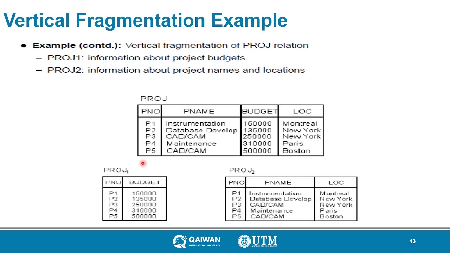Now the vertical fragmentation example. Example: project 1 has information about the project budget, and project 2 has information about the project name and location. Now this is the budget, and this is the project name and location.